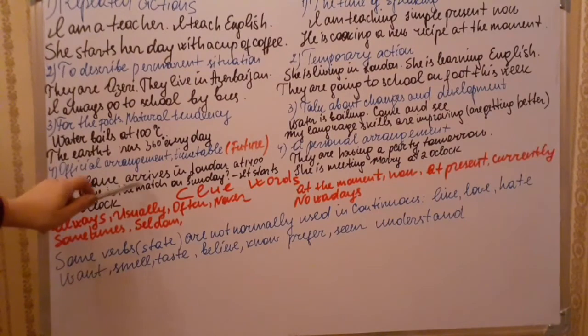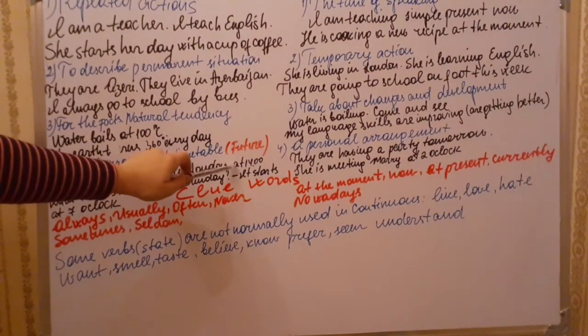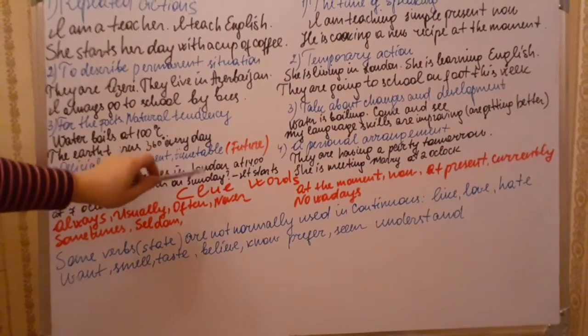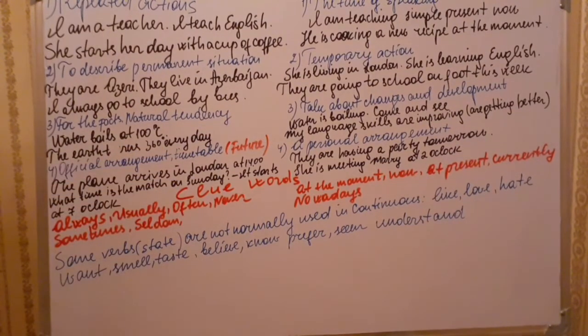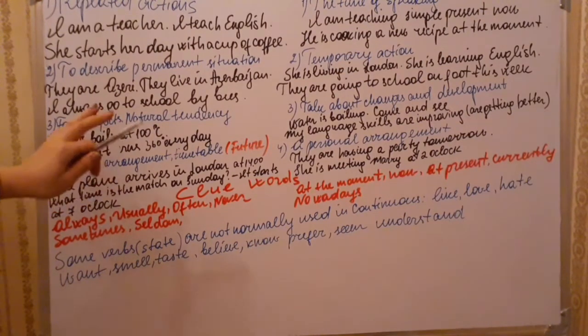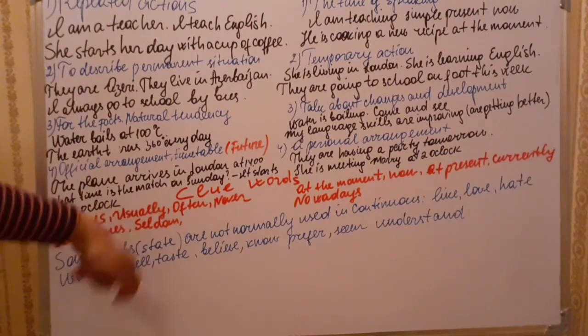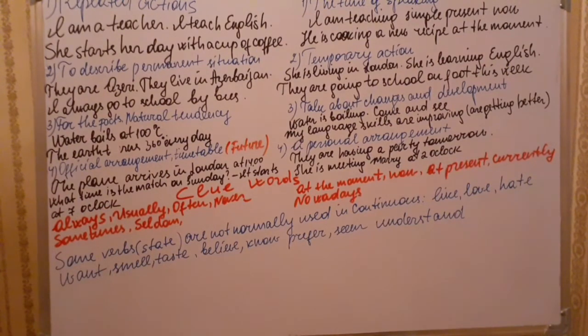The plane arrives in London at 2 o'clock. Yeah? The plane arrives in London at 2 o'clock. Now it is 12 o'clock. The plane arrives in London. As you see, there is a future meaning, but we use it in the present simple tense form. Or another example: what time is the match on Sunday? It starts at 7 o'clock.